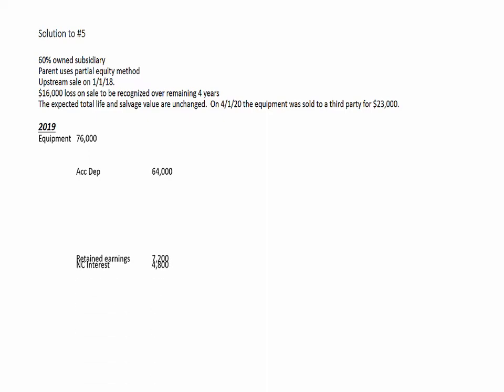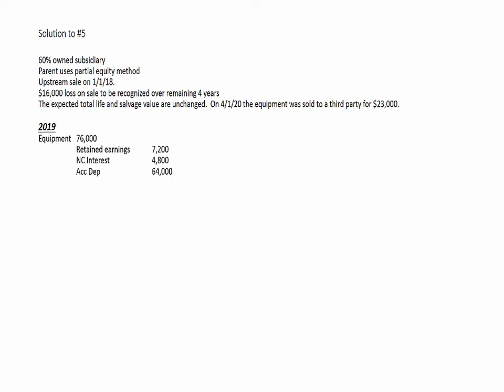Since this was an upstream transaction, we're going to take that $12,000 and split it 60-40 between the parent and the non-controlling interest. And since the parent is using the partial equity method, we're going to go ahead and credit retained earnings for their share of that $12,000. We would do the exact same thing if the parent were using the cost or original value method. The relevant point here is that the parent did not adjust their investment income, they did not adjust their income to remove the unrealized gain or loss, which means their retained earnings account has an incorrect balance.